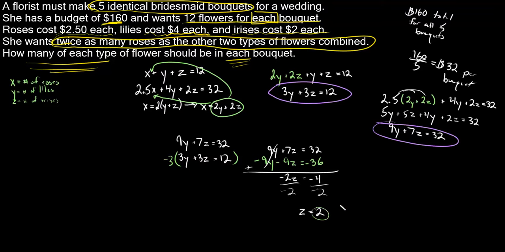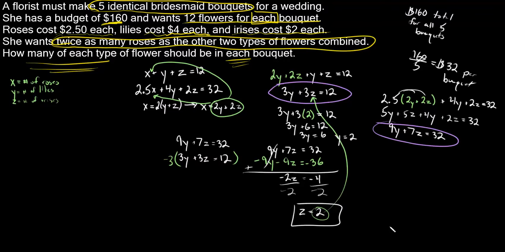And now what I can do is take z is 2 and substitute it into either of these two equations for z. I'm going to go ahead and substitute it in for this one. So I'm going to have 3y plus 3z, and z in this case is 2, is equal to 12. So that gets me 3y plus 6 is equal to 12, which is going to get me 3y is equal to 6. Subtract 6 from each side and divide each side by 3, and that gets me y is 2. So now I know that I have two irises and I have two lilies.